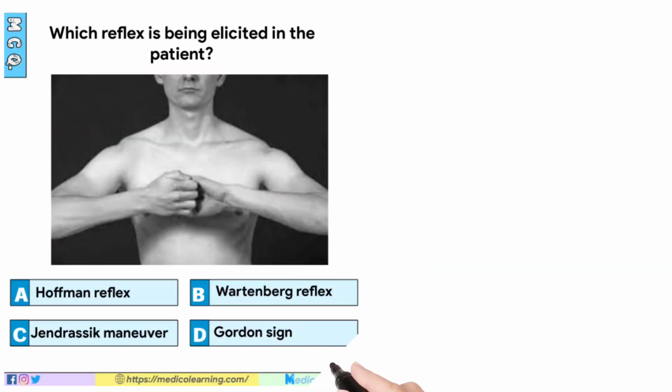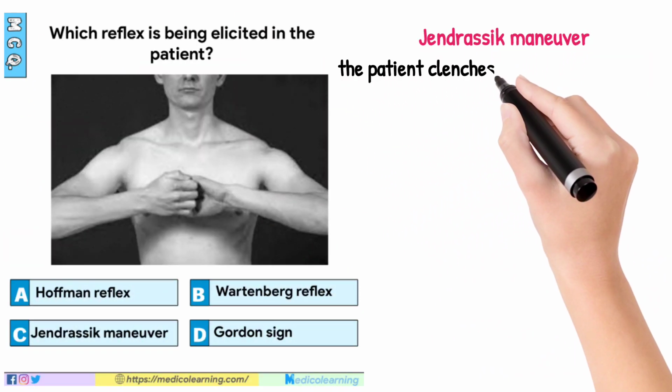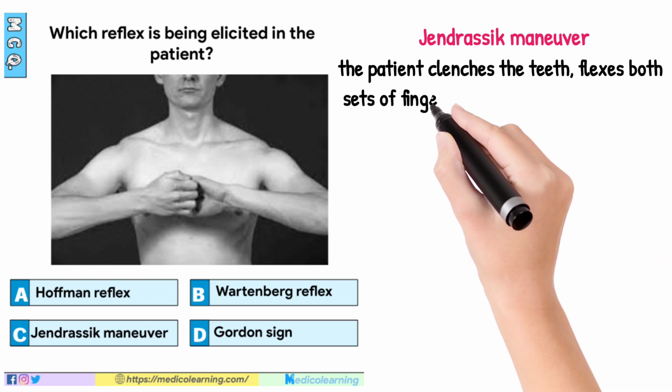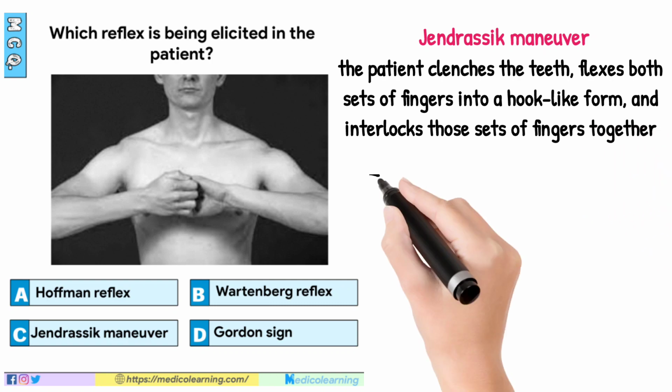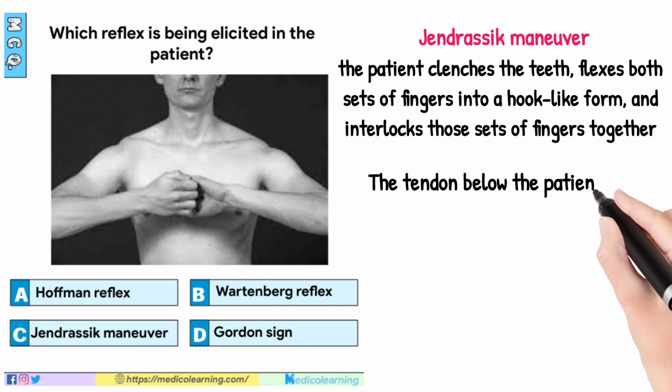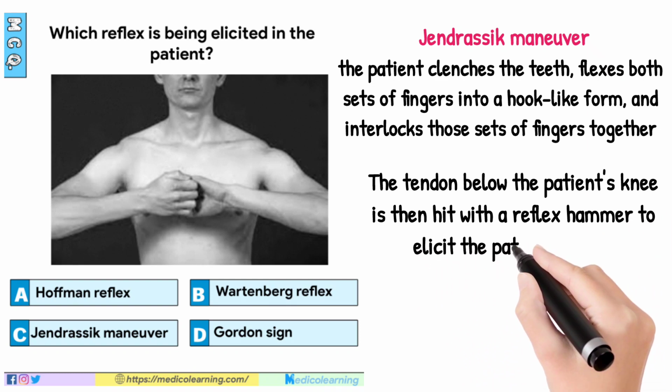In this question, answer is Jendrassik maneuver. The patient clenches the teeth, flexes both sets of fingers into a hook-like form, and interlocks those sets of fingers together. The tendon below the patient's knee is then hit with a reflex hammer to elicit the patellar reflex.